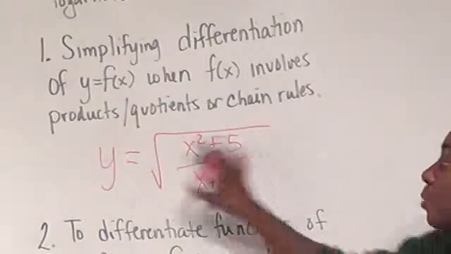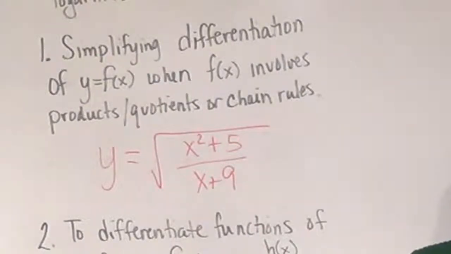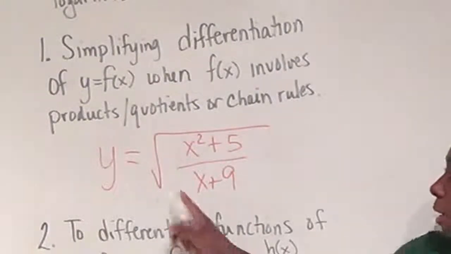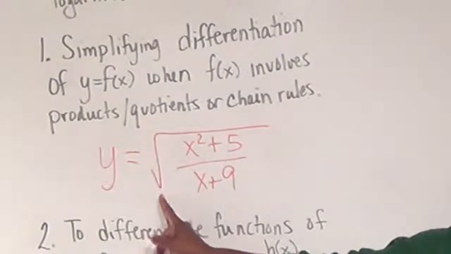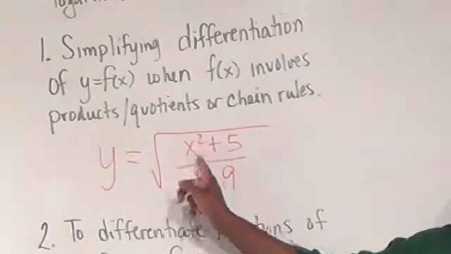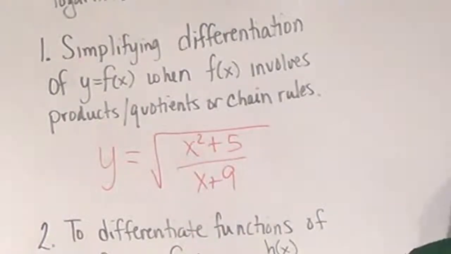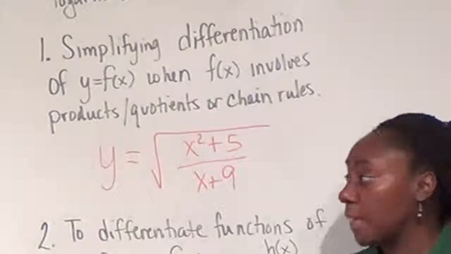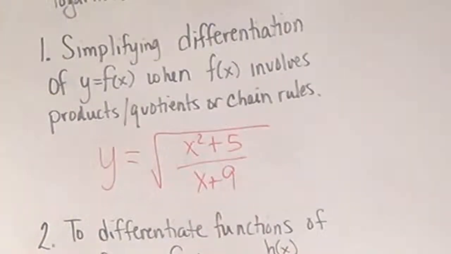As we can see in here, if I wanted to take the derivative of this, it would involve a chain rule, because I've got a square root. It also has a quotient rule and some power rules in there. So I would have to use all of those different rules to take the derivative. And again, logarithms will help simplify that.